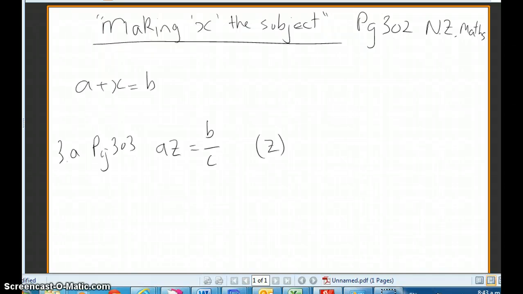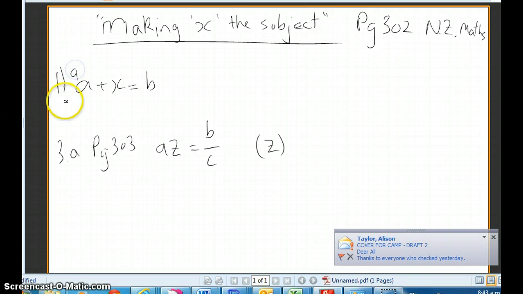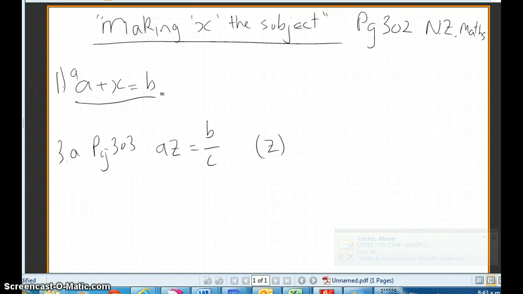Okay, so the title of today's work is making X the subject, or another title could be changing the subject. In my first question from page 302, question 1, part A, this is my equation, and I want to make X the subject. In other words, I want it to say X equals and have everything else on the right hand side of the equation.